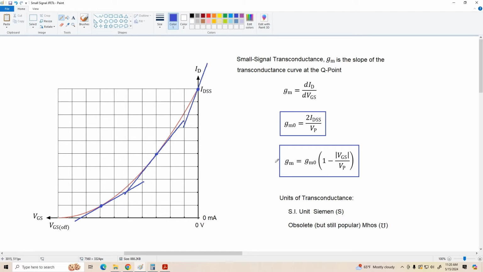The operating point transconductance, just labeled GM, is given by GMO times 1 minus the magnitude of VGS over VP. And I'm using the magnitude of VGS and VP because these are positive numbers, and you're less likely to make mistakes entering these in your calculator. So rather than using VGS off and VGS, I'm using the magnitude of VGS and VP. All right, and again, the units of transconductance in SI units, it's the Siemens S, but we're going to use mhos, which is the upside down omega.